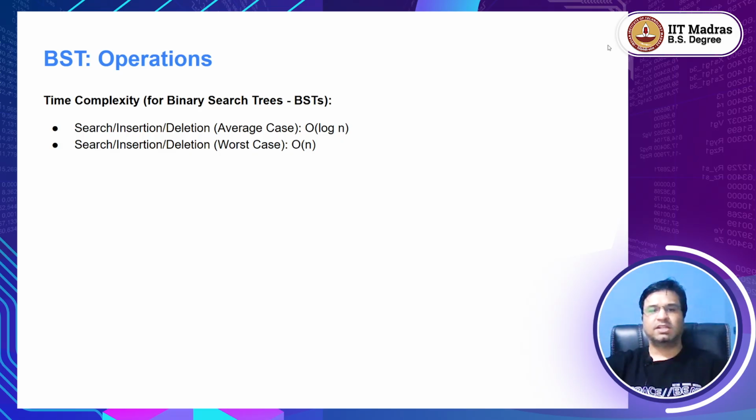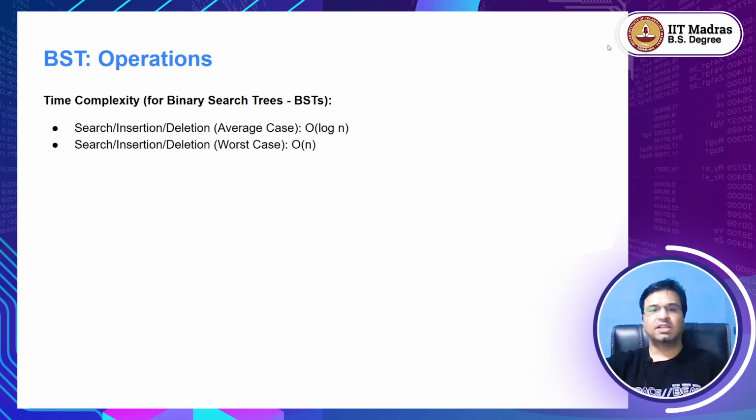Here, search, insertion, and deletion operations in the average case are big O log n. This is because, just like with binary search on a sorted array, you effectively cut the search space in half with each comparison. If you have n elements, it takes roughly log n steps. This is incredibly fast for large data sets.